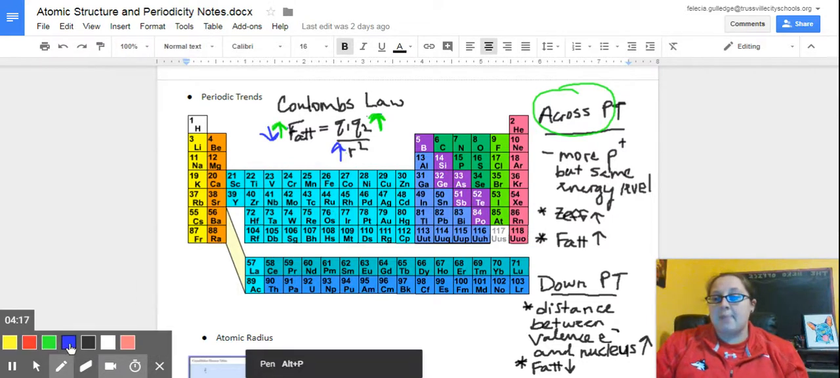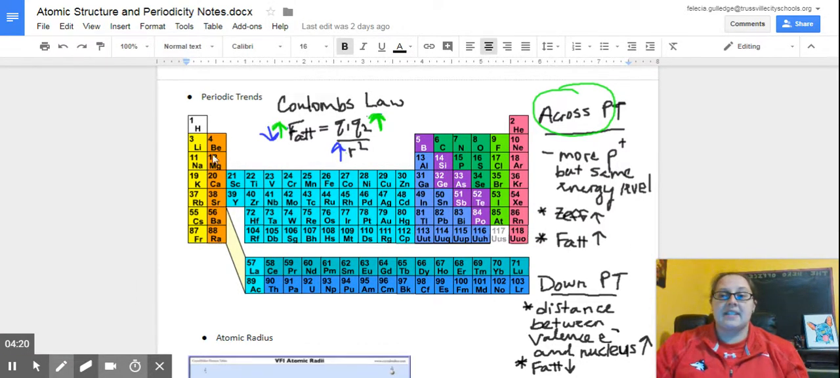Now, let's talk about what happens as I go down the periodic table. As I go down the periodic table, I'm adding energy levels. I have one energy level, then in the second row I have two energy levels, then three. So what's happening to the distance between my nucleus and my valence electrons? That distance is increasing as you go down the periodic table. And if that distance, right here in our Coulomb's law equation, increases, then my force of attraction decreases. So a couple of things are happening there.